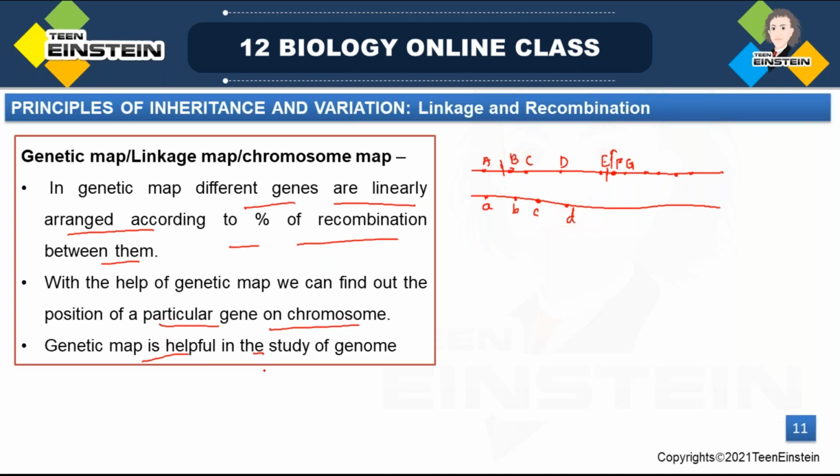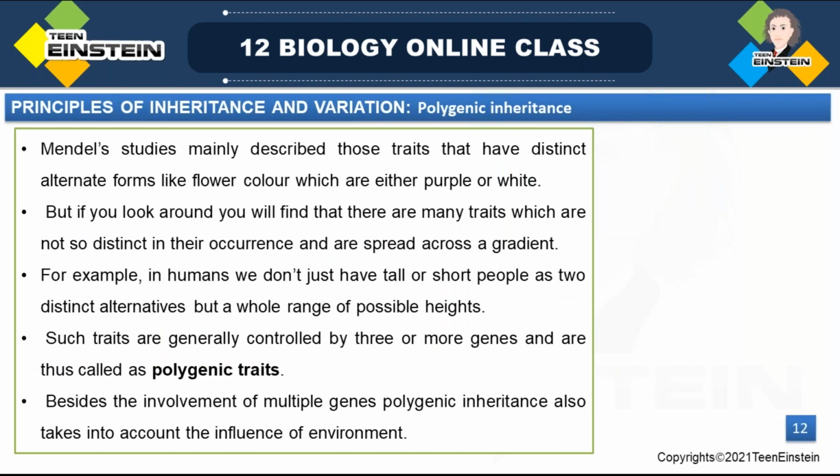These points are not there in your textbook, and this is not mainly for the board exam. This is for the NEET exam. These points: genetic map, linkage, recombination, crossing over. You should know all these things. It's mainly for your NEET exam.